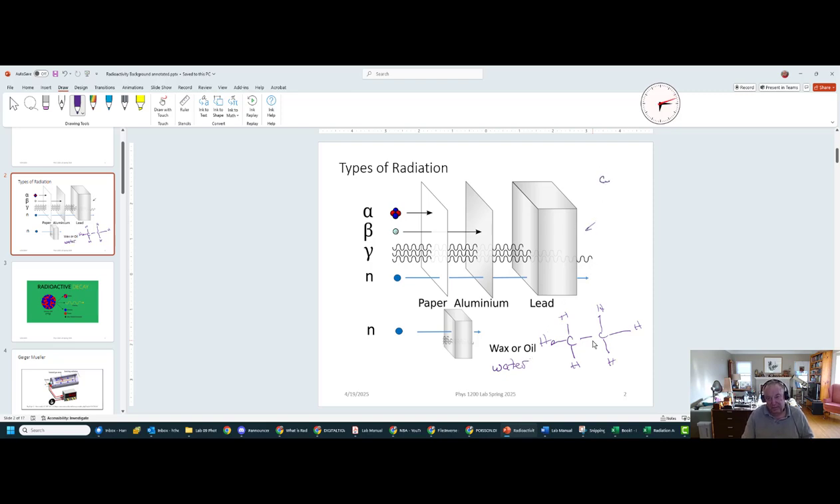Because what happens is you have these lead nuclei, and it's more dense, but you've got the electron shells are so big that when something comes in, there's more empty space between the protons than there is in wax or oil. It's more dense in protons, even though it's lighter. And what happens is, because it has no charge, it has to hit a nucleus for it to be stopped. So that's why the waxes or oils.